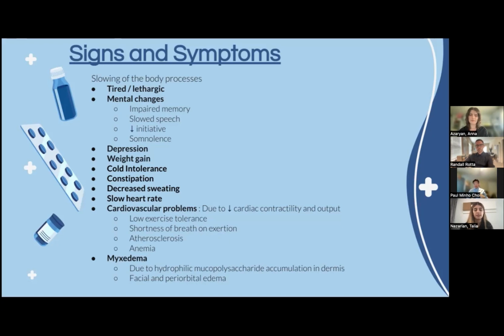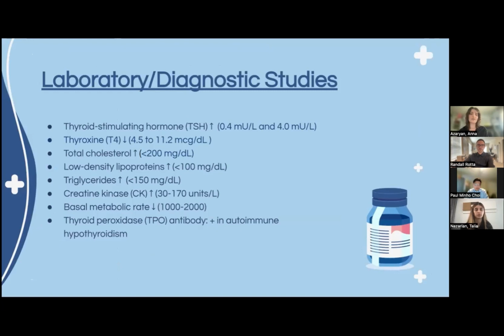Other signs include myxedema, which is due to the hydrophilic mucopolysaccharide accumulation in the dermis, which causes facial and periorbital edema. Laboratory and diagnostic studies include an increased TSH level, total cholesterol level, triglyceride level, and an increased creatine kinase level. T4 and the basal metabolic rate would be decreased. And then we would also have a positive thyroid peroxidase antibody in autoimmune hypothyroidism.